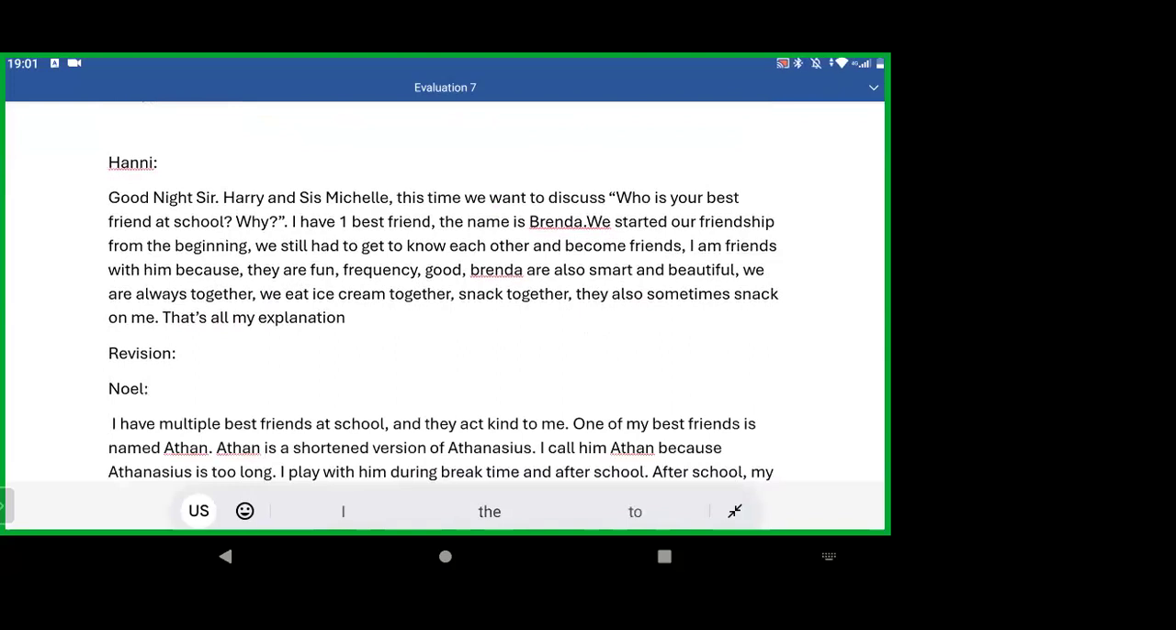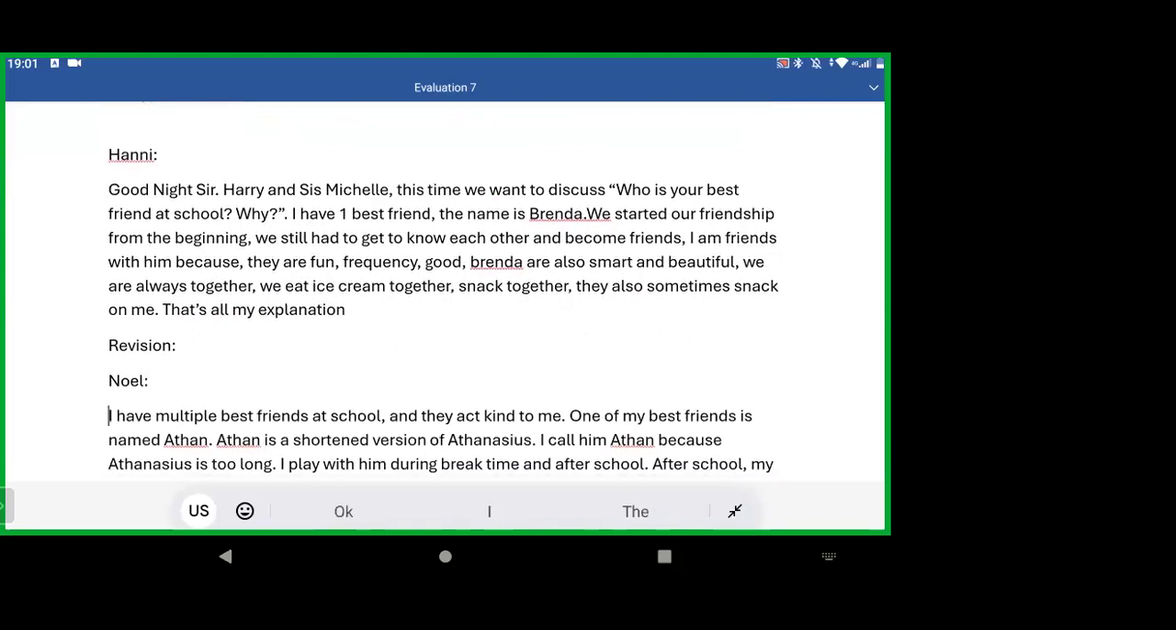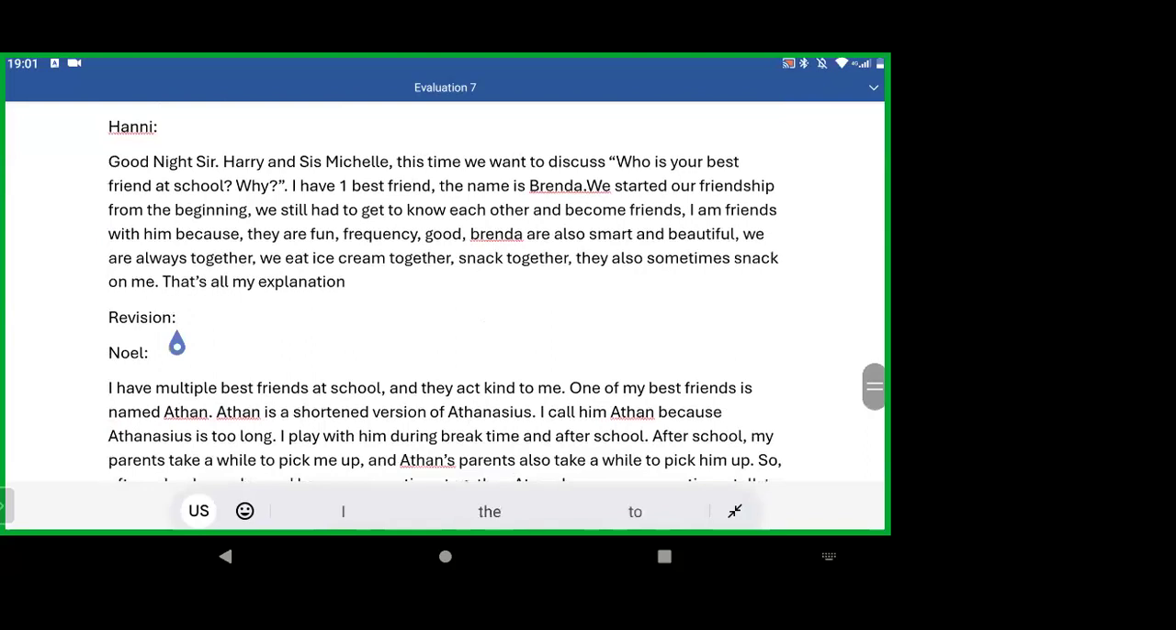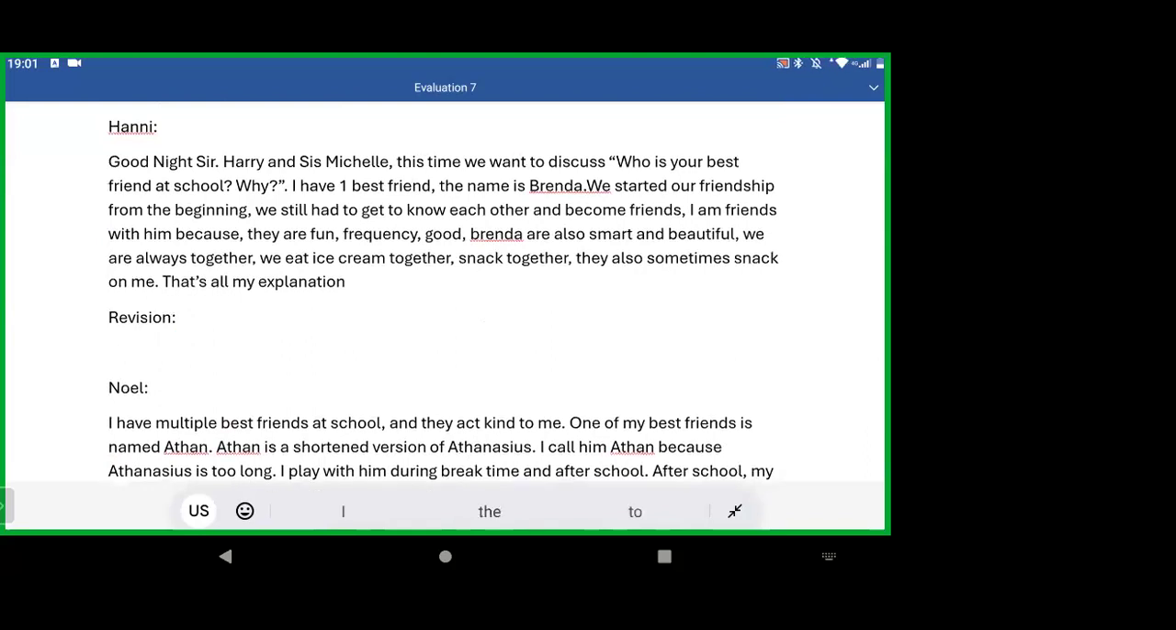So if we can finish this, I probably have to continue. We still have about 15 minutes from now before the class ends. Right. So this time we want to discuss who is your best friend in school, why. I have one best friend, and the name is Brenda. We started our friendship from the beginning. We still had to get to know each other and become friends. I am friends with him because they are fun, frequency, good. Brenda are also smart and beautiful. We always together. We eat ice cream, snacks together.